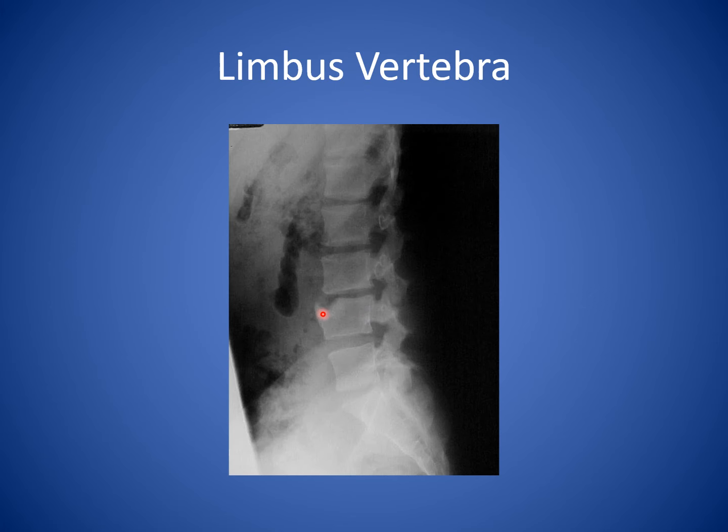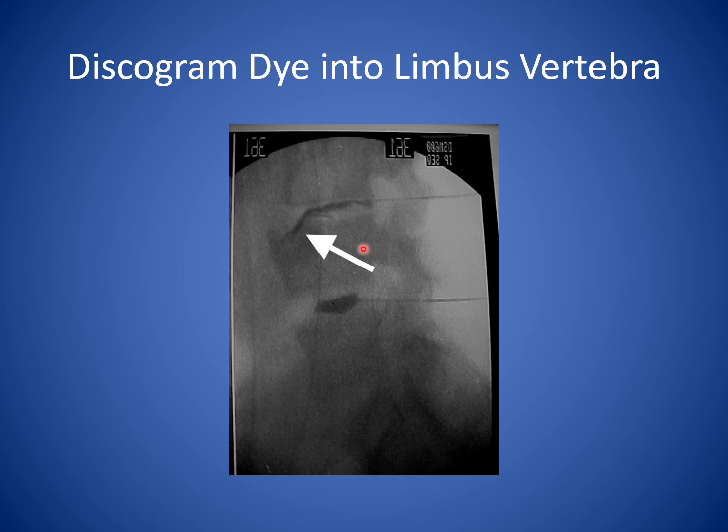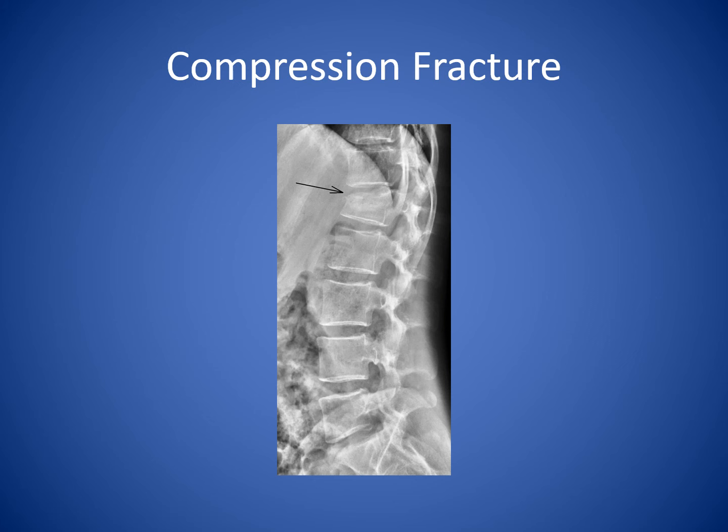A limbus vertebra is very simply a disc herniation through the end plate. So if there are open end plates, you can have a disc herniation going through the end plate. And I was lucky enough to see a discogram where the dye entered into the end plate. Here's the limbus vertebra. So you can understand the pathology of this.